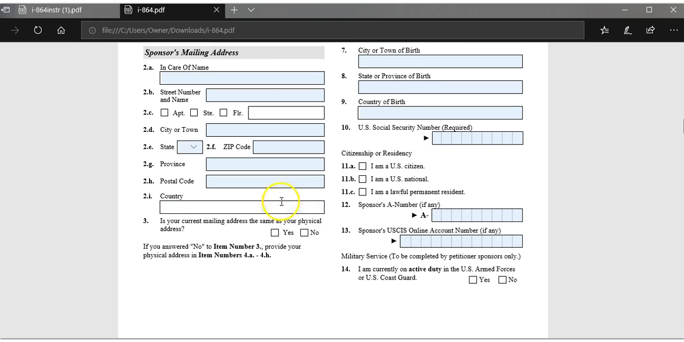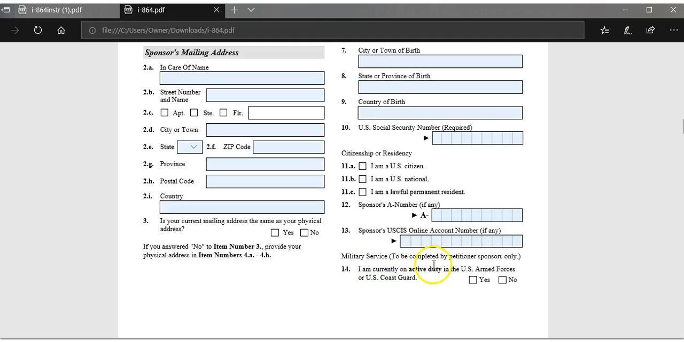And then here it is asking if you are the sponsor, if you are a U.S. citizen or a national or a lawful permanent resident, and you have to check which one applies to you. And then here, sponsor's A number, if any. If you have an A number, you write it down here. And then if you have a USCIS online account, write it here. If you don't, don't worry, just put NA.